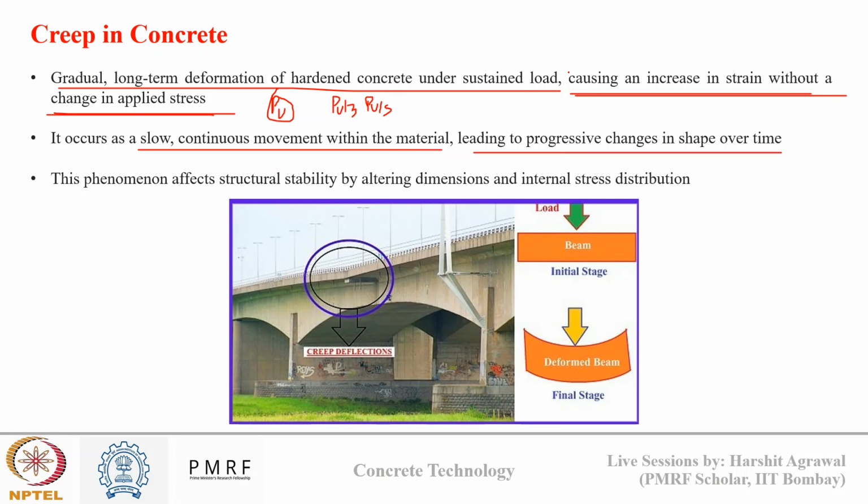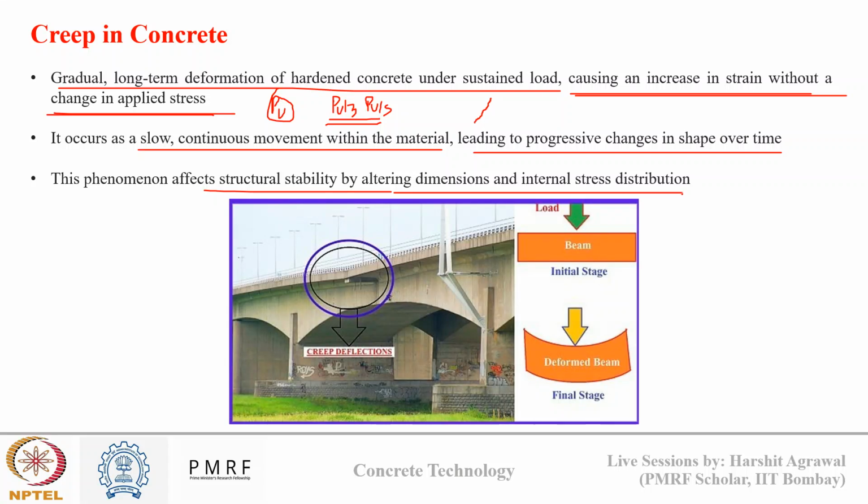The micro cracks that are growing inside the concrete will continue to grow at this loading level also, and there will be continuous deformation occurring inside the material. The cracks are growing slowly, they are interlinking, growing in shape, and eventually they will lead to failure of concrete. Now, what is the end result? This creep phenomenon affects the structural stability of concrete by affecting the dimensions and the internal stress distribution.